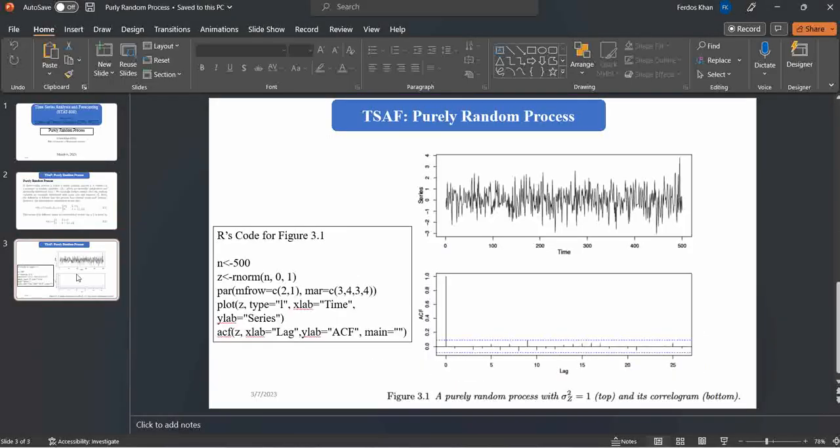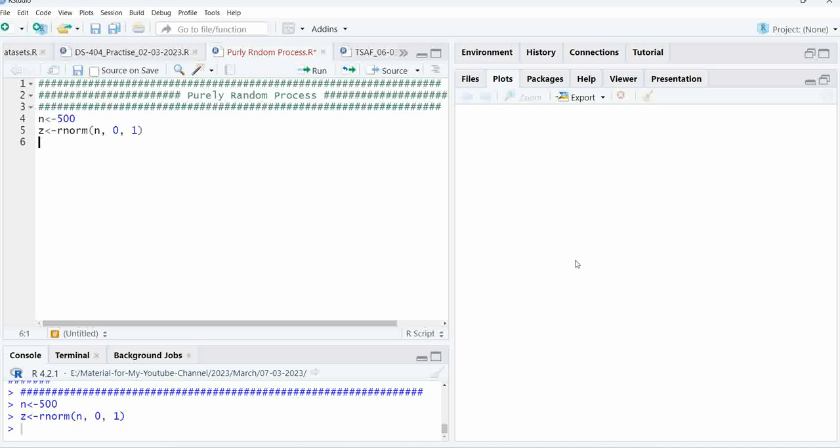Okay, now I need to divide the screen into two parts. This command will partition the graph, this screen, into two parts. I would like to explain this. This means two rows and one column. If you write 2 instead of 1 and 1 instead of 2, then there will be one row and two columns. So just take care. The first one is for rows and the second one is for columns.